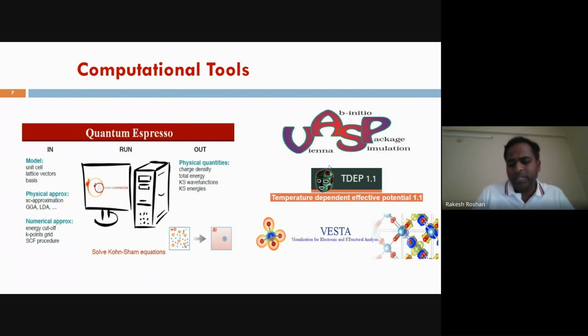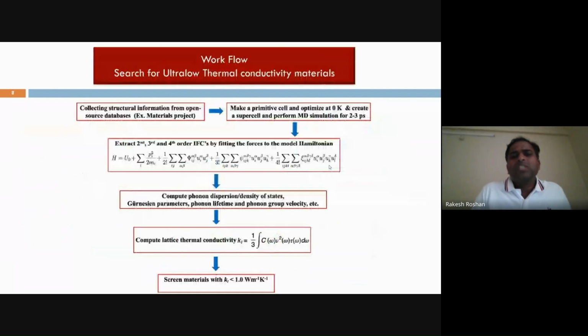So the workflow is as follows. Basically, we collect the structural information from open source databases like Materials Project and other websites where the structural information, CIF files about the materials, is available. And then you make a primitive cell. So this is a generalized workflow, okay? Make a primitive cell, and then you optimize it at 0 Kelvin. And using the primitive cell, you create a supercell, because a supercell resembles the realistic system much more closely. And then you perform the molecular dynamics simulation on that for 2 to 3 picoseconds.